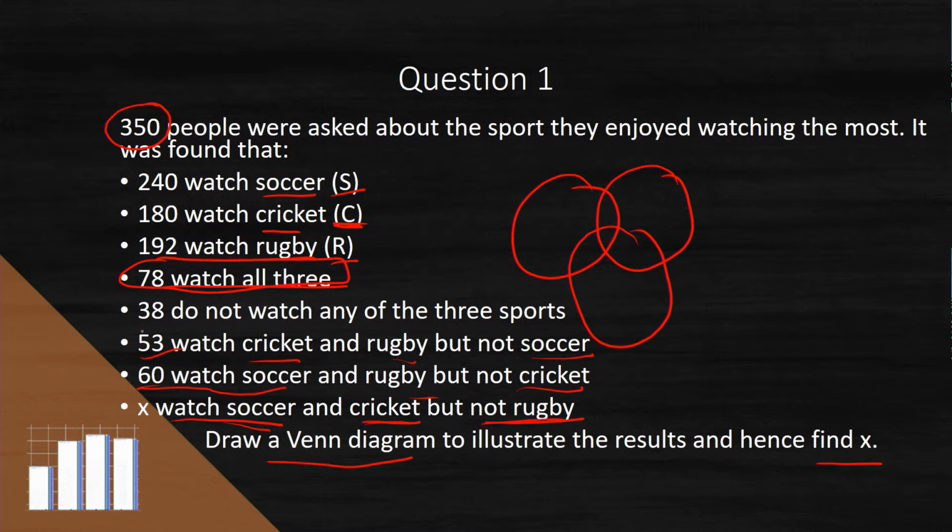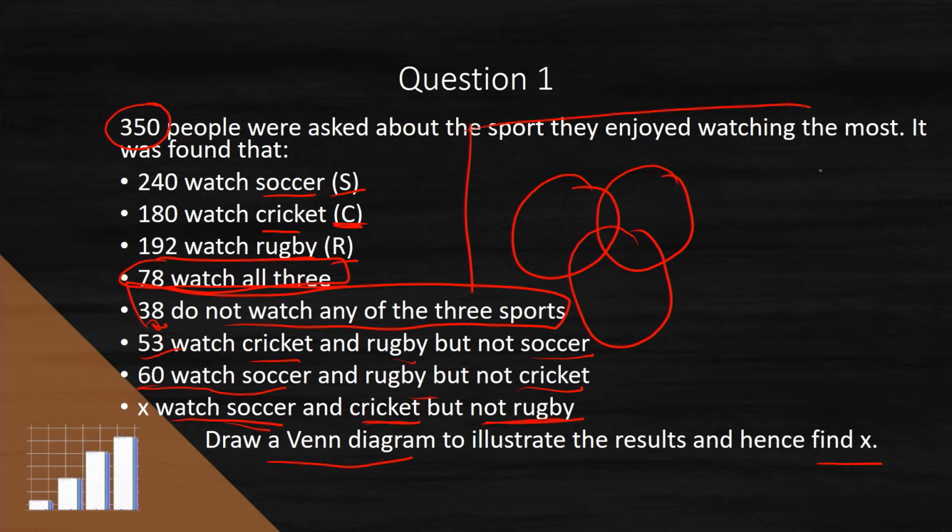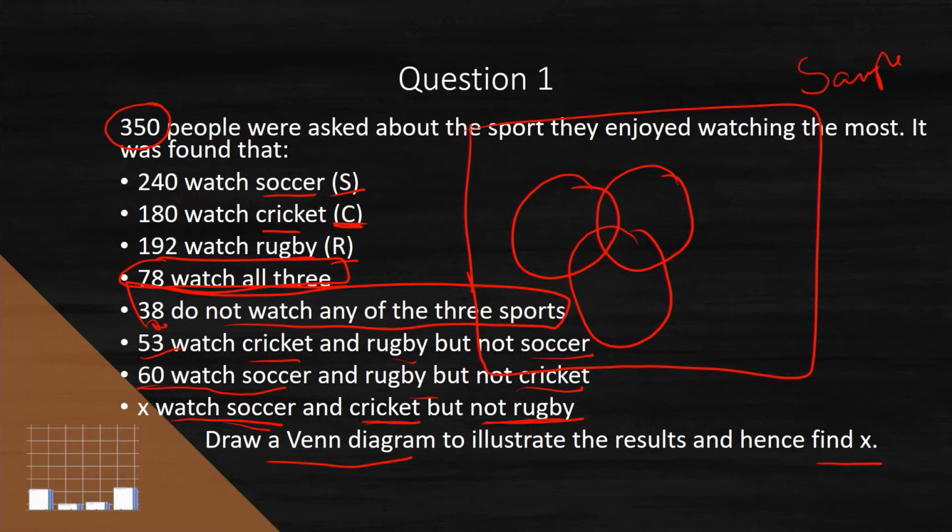Importantly as well, they say that 38 people do not watch any of the three sports. So if you think about this is your Venn diagram, and then there's a rectangle around the three circles showing your total sample space. Well then, the number of people that do not watch any of the three sports is the number of people that fall out of these three circles. So they will be the people that are outside of those three circles in your sample space.